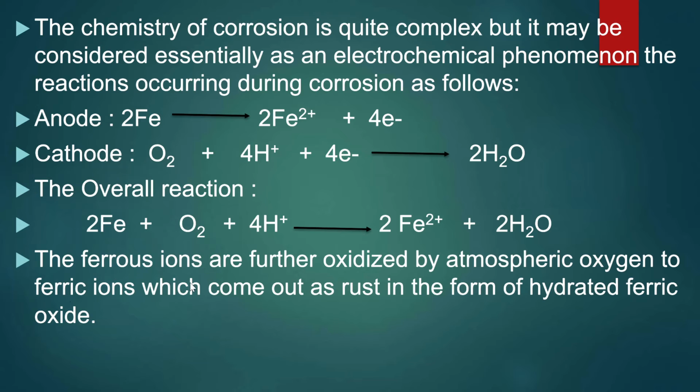The ferrous ions are further oxidized by atmospheric oxygen to ferric ions, which come out as rust in the form of hydrated ferric oxide. Okay, children, this is Fe2O3. Hydrated ferric oxide is Fe2O3, which is the rust.